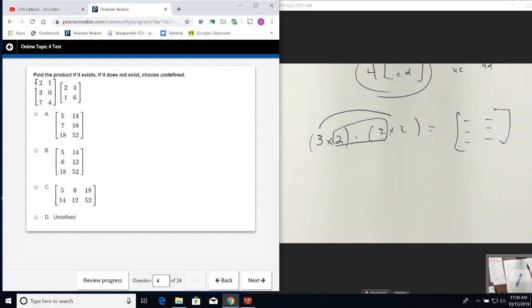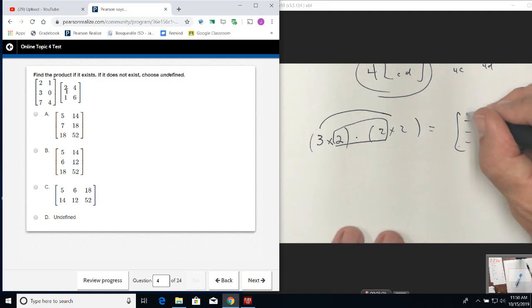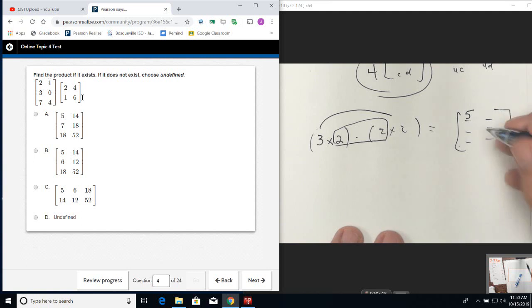I just take this row, 2, 1, times this column, 2, 1. So it would be 2 times 2, which is 4, plus 1 times 1 is 1, which would be a 5. Take that same row times the next column, so it'd be 2 times 4 is 8, plus 1 times 6 is 6. 8 plus 6 is 14.